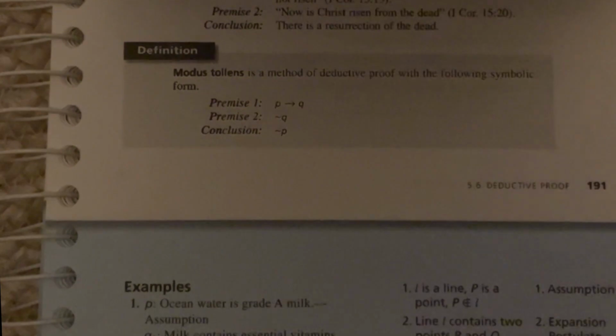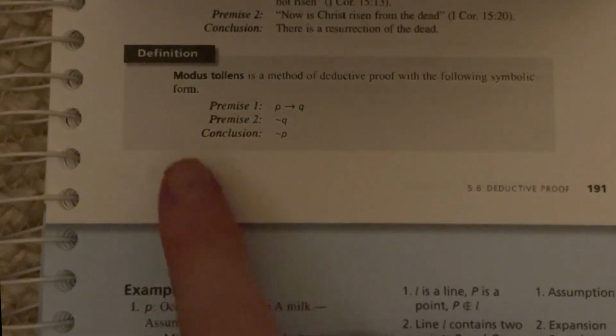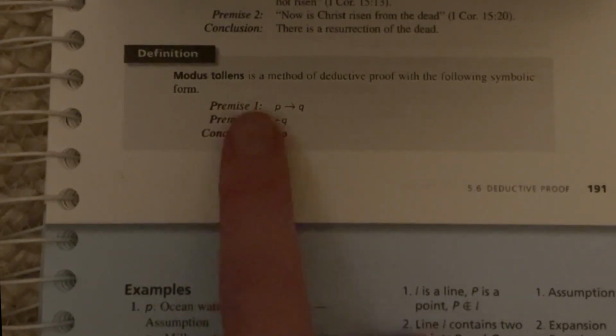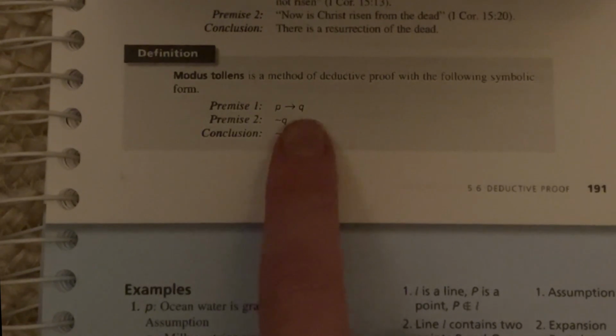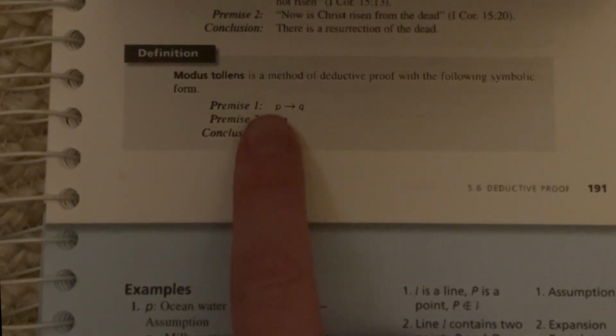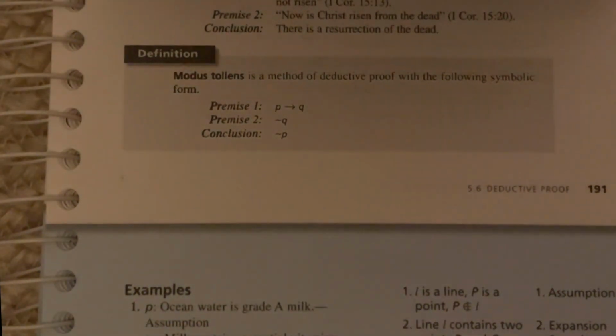And then I'm going to show you another definition. Again, you're going to use it for your homework, but I'm not going to have you memorize it. This one is slightly different. It says modus tollens. It is a method of deductive proof with the following symbolic form. If P, then Q. This time, the negation of P. So if the opposite of P, then the conclusion would be the opposite of Q.